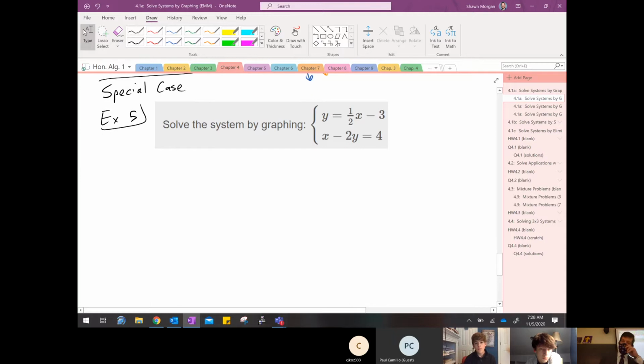All right, here we go. Here's a special case. This is one of those two. It's either going to be the parallel lines or the lines that coincide. We know it's going to be either infinitely many solutions or no solution at all. Let's take this second line right here and get y by itself. It's going to take 2 steps.